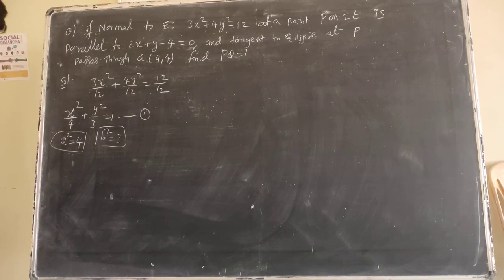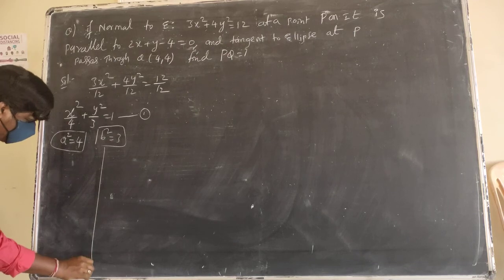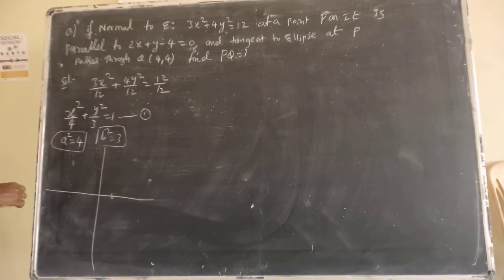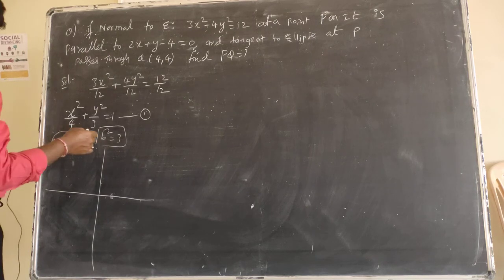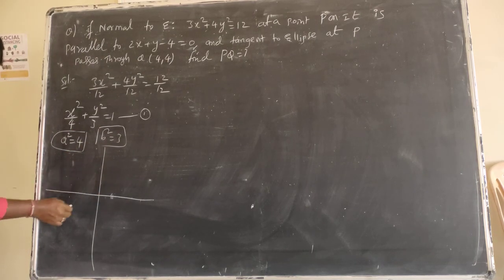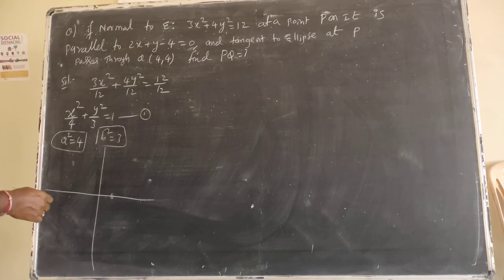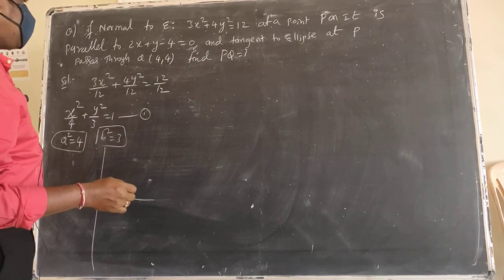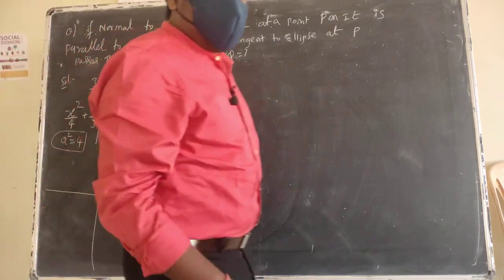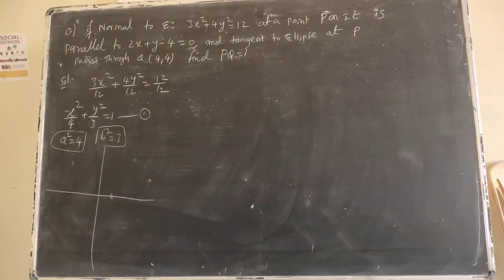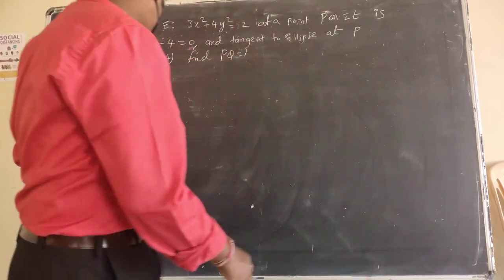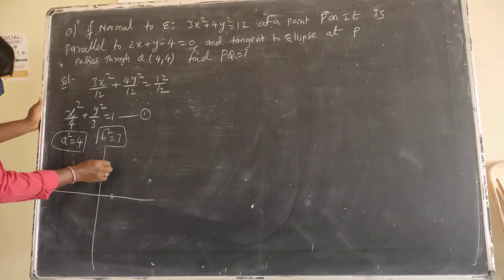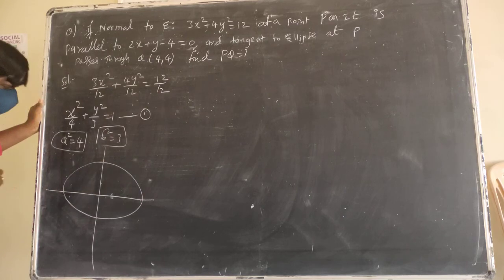Now, a greater than b means the ellipse is a vertical ellipse or horizontal ellipse? I got a square under x square, right? It's a horizontal ellipse, okay? You're going to get a horizontal ellipse. So I can draw the horizontal ellipse diagram here.